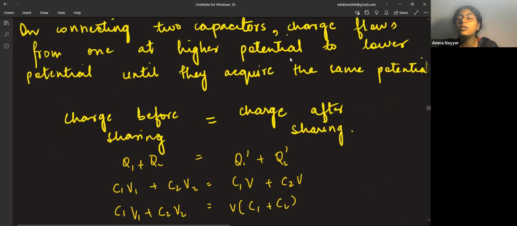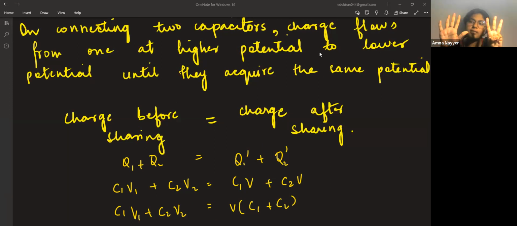Now see, on connecting two capacitors, charge flows from the one at higher potential to the one at lower potential until they acquire the same potential. Suppose this was the case. Now see, if one has lost, the other is gaining. Total amount of charge, just look, 5, 3, 8. Initially it is 8. This has been lost here, this has been gained. Still 8. It means charges are just transferring. Total amount of charge in your system still remains the same.